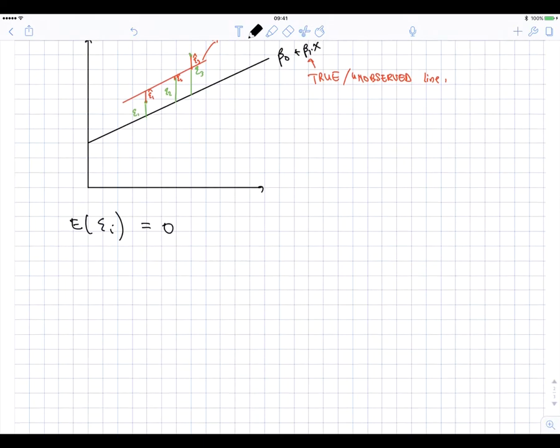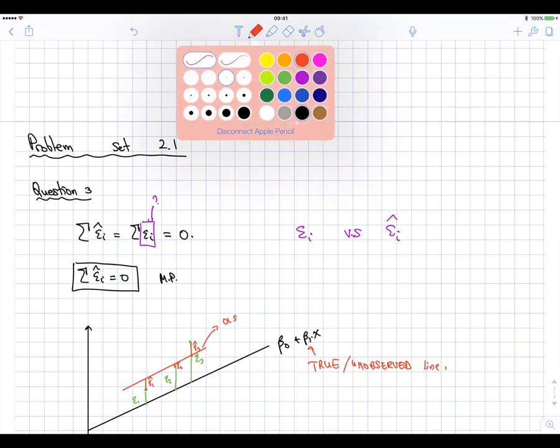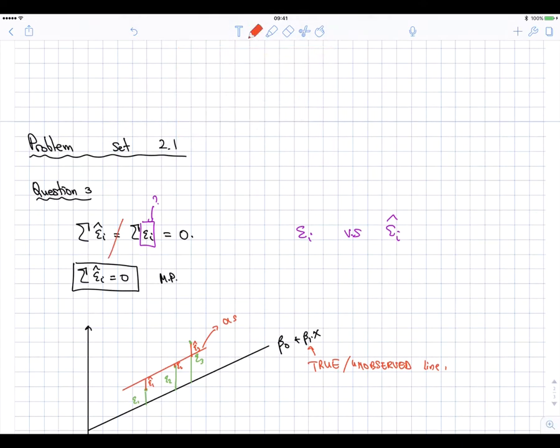So what can you say about the expectation of the sum of epsilon i's? What would that be equal to? The sum of the expectations. But what is each expectation? 0. So this thing here is going to be equal to 0. So this statement here is not true. Okay? This statement here is also not true.